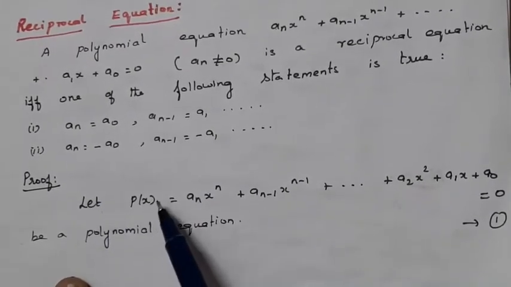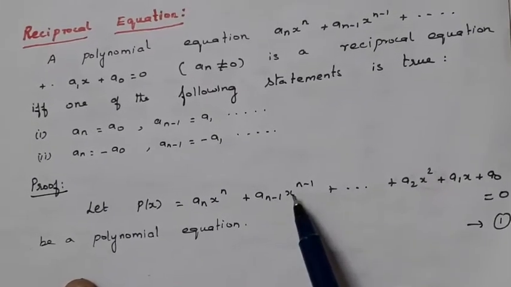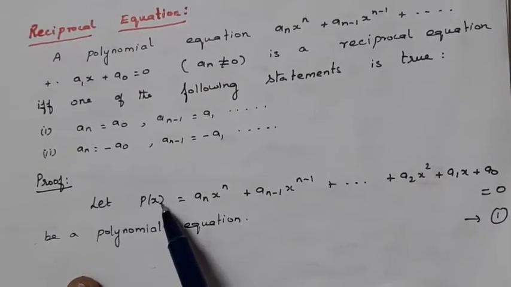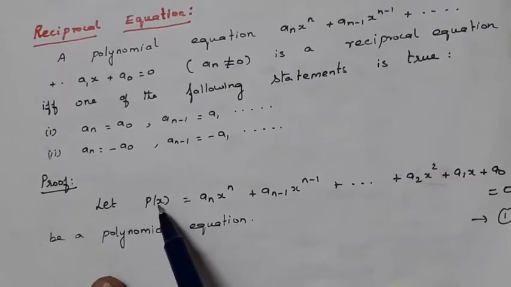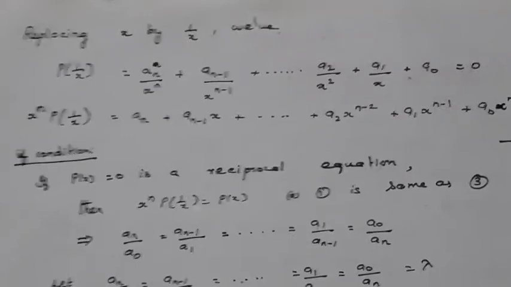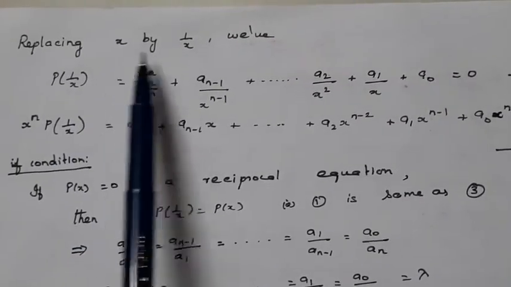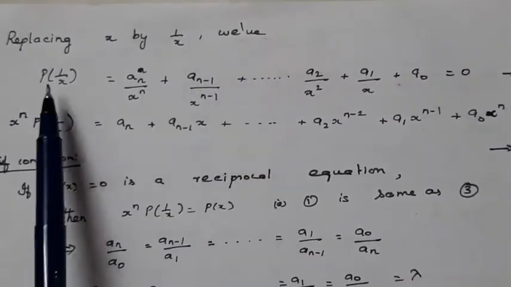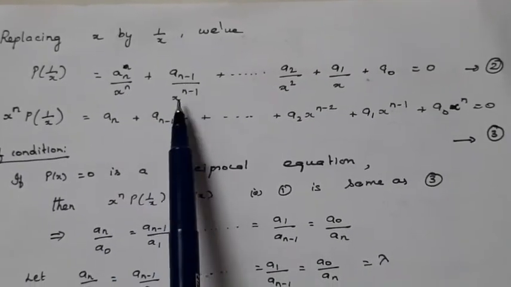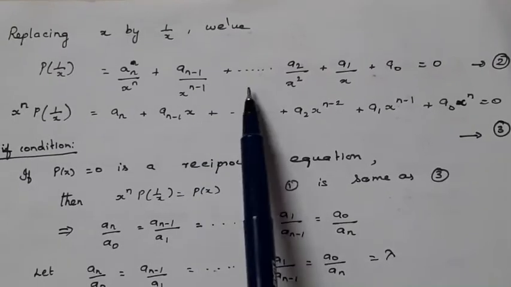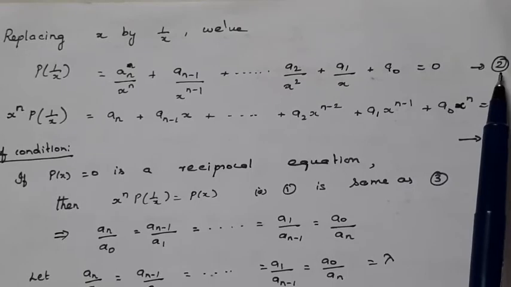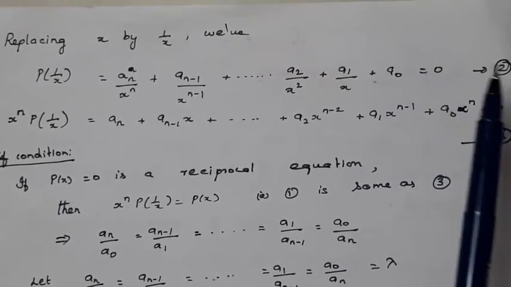So let us take this polynomial a(n) x power n plus a(n) minus 1 x power n minus 1 plus etc., plus a1x plus a0 be p of x. That means p of x equal to 0 is a polynomial equation. Now let us replace x by 1 by x. So p of 1 by x will be a(n) by x power n plus a(n) minus 1 divided by x power n minus 1 plus etc., plus a1 by x plus a0 equal to 0. Let that be equation 2, and p of x equal to 0 be equation 1.